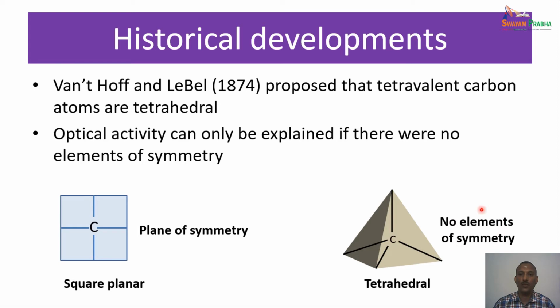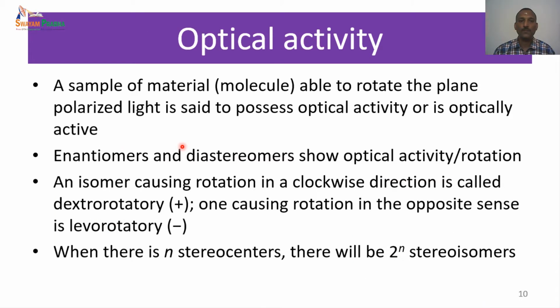So here there are no elements of symmetry, and based on this tetrahedral arrangement we can explain optical activity. So this is how optical activity historically developed. Let us look at the definition of what optical activity is. A sample or a material, that is a molecule, that is able to rotate plane polarized light is said to have optical activity.